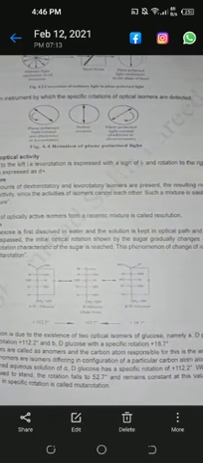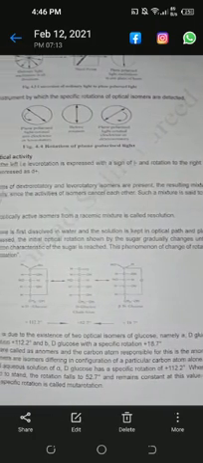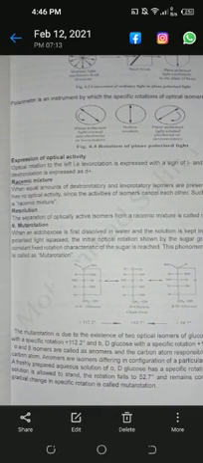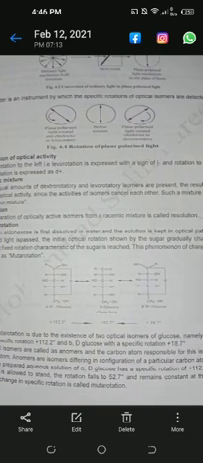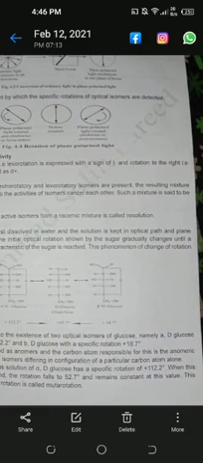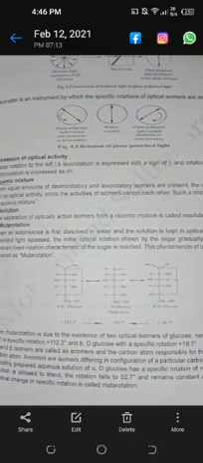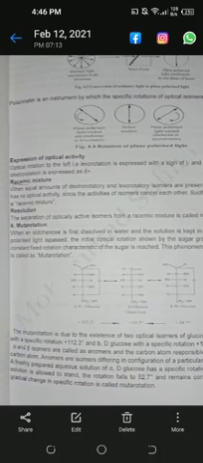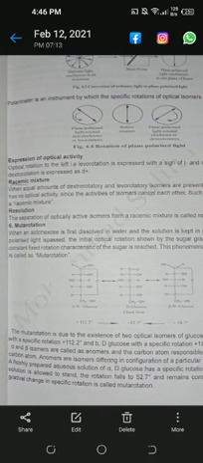A polarimeter is an instrument by which the specific rotations of the optical isomers are detected. Expression of the optical activity: optical rotation to the left, such as levorotation, is expressed with the sign L or negative. When rotation is to the right, such as dextrorotation, it is expressed as D or positive.